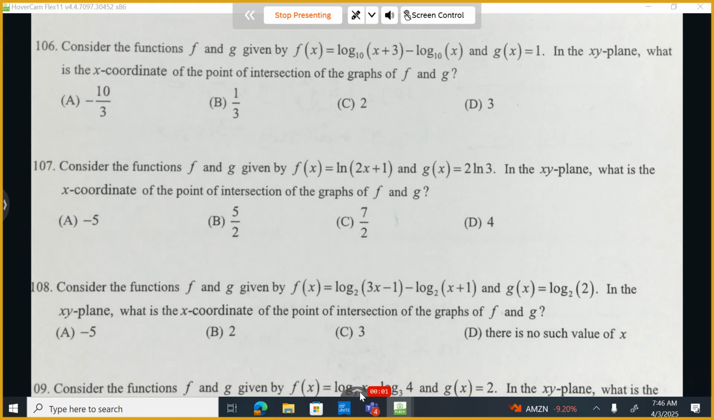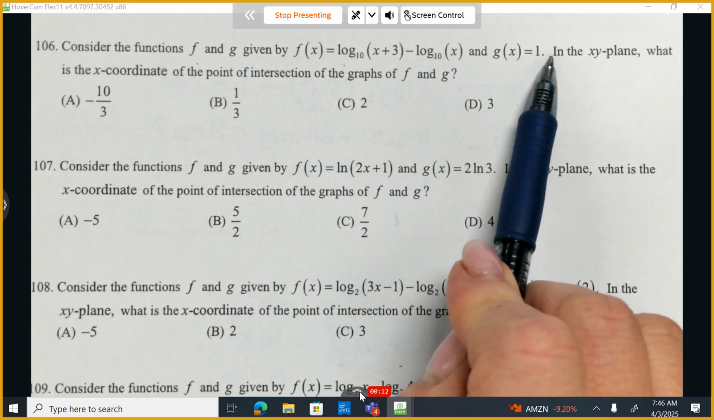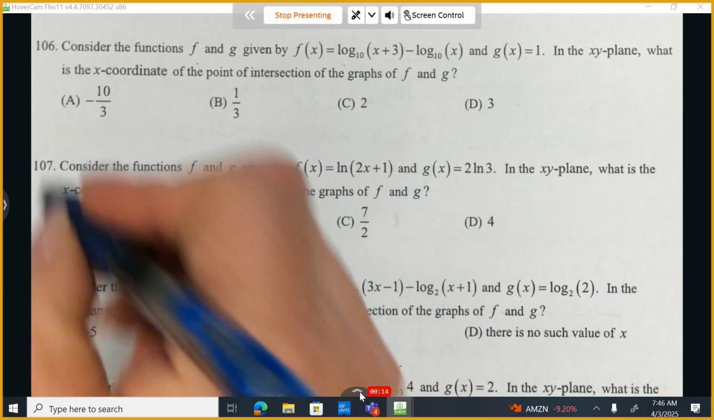Problem 106, I'm excited to go over these problems with us because we got to know a couple things. We got to know how to condense, and then we have to know how to solve. What they're looking for is, if this was a calculator problem, it'd be pretty easy. I would plug in what f of x equals, I'd plug in what g of x equals, and then I want to know where do they actually intersect.